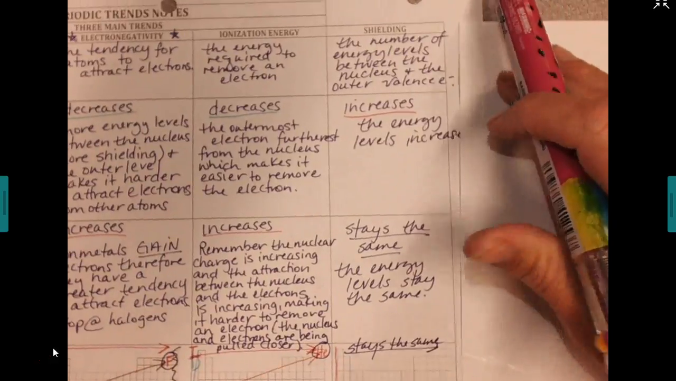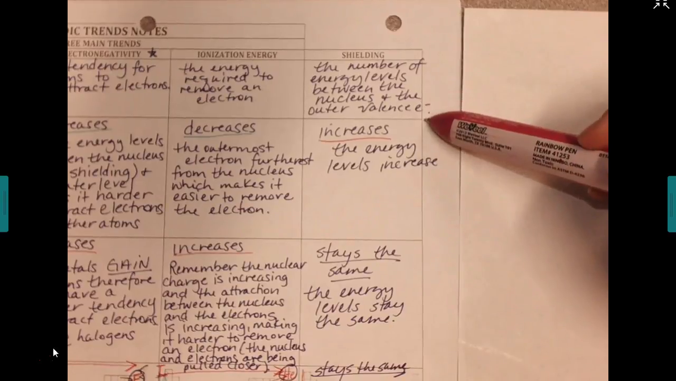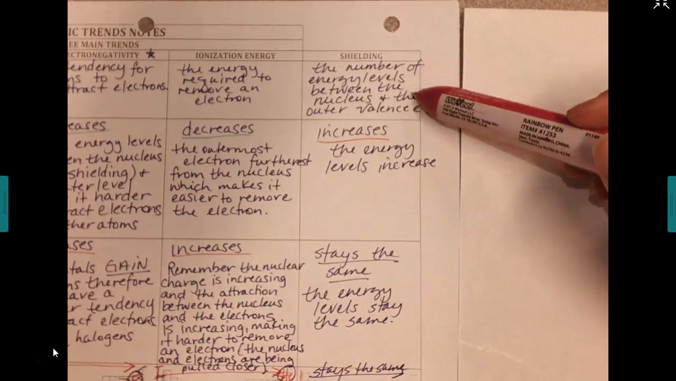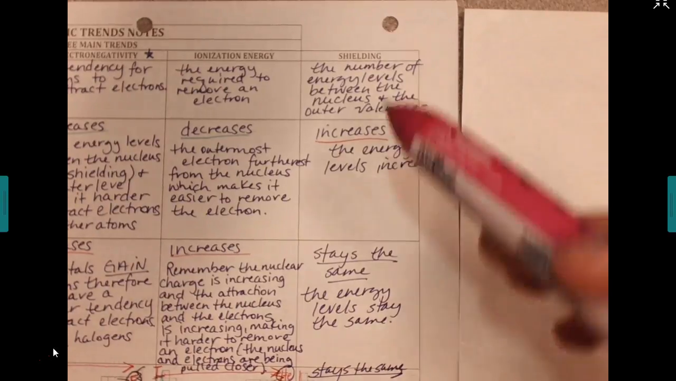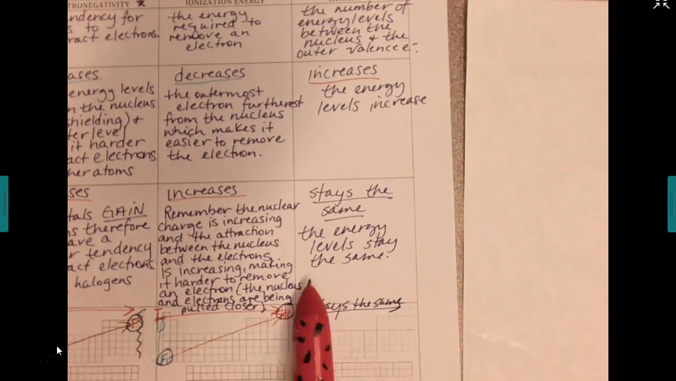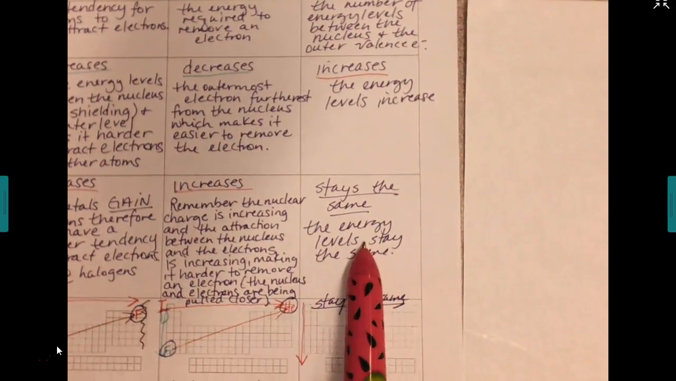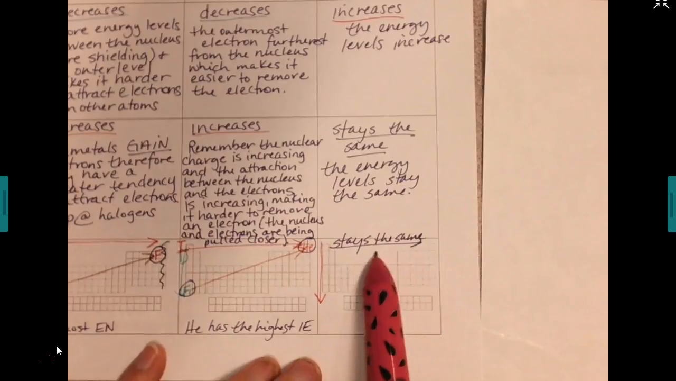And we're going to practice as well. Okay, shielding. This is the number of energy levels between the nucleus and the outer valence electrons. So it's going to increase as we go down because the energy levels increase. You can think of shielding as kind of going to a dance with someone. If you go in a big crowd, that crowd is going to shield you from maybe finding another dance partner. Now, as we go across the periods, the energy levels stay the same, so we have no change in shielding. So that's what this trend looks like.